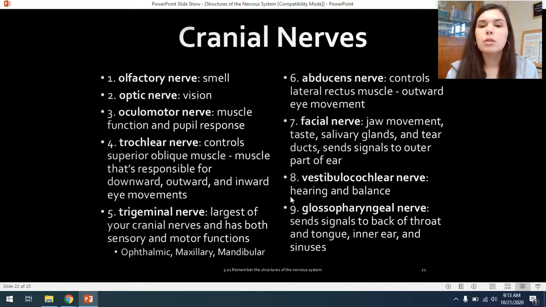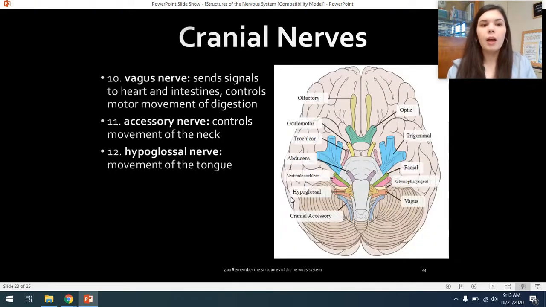6 is your abducens nerve. 7 is your facial nerve. 8 is your vestibulocochlear nerve. 9 is your glossopharyngeal nerve. So pause and take notes on these on your own. And then number 10 is your vagus nerve. 11 is your accessory nerve. And 12 is your hypoglossal nerve. Again, you can pause and take notes on your own.